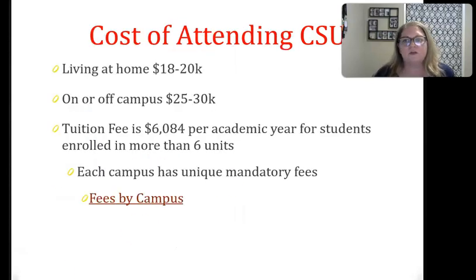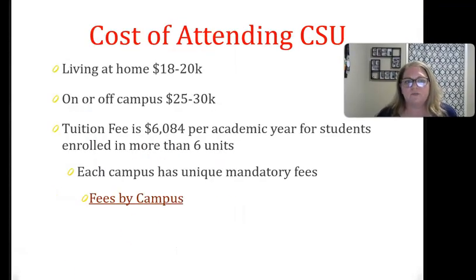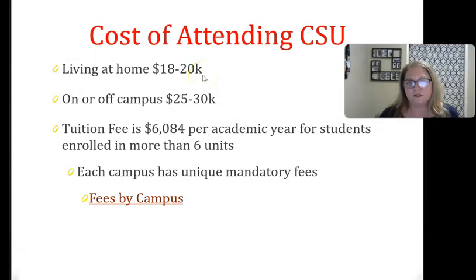Okay, so the cost of attending a CSU. They estimate that if you're living at home, it's between $18,000 and $20,000 a year. If you're living on or off campus, it's $25,000 to $30,000. Now this includes housing, okay? So if you are looking at Sonoma State, you already know what your housing cost is. It's different, okay?